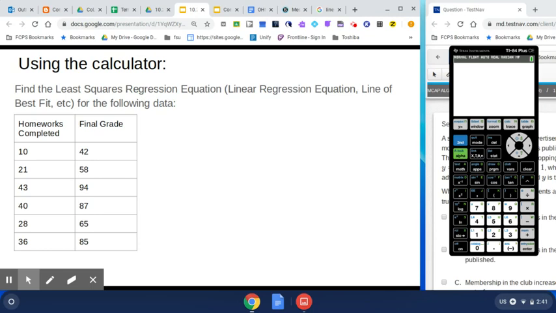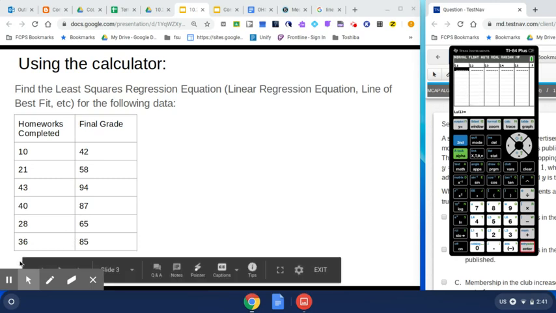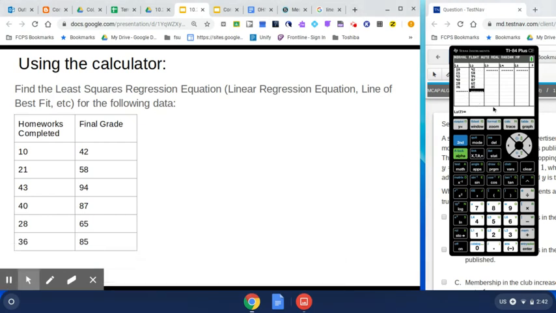Let's first go to our graphing calculator and enter this data. We go to Stat and enter on Edit. We are going to put homeworks completed in list 1 and final grade in list 2. I finished entering those points, homeworks completed in list 1 and final grade in list 2.